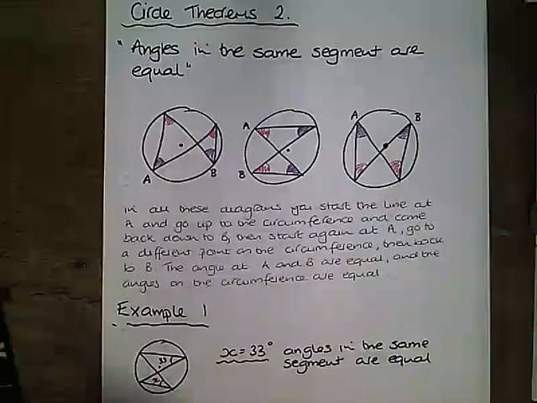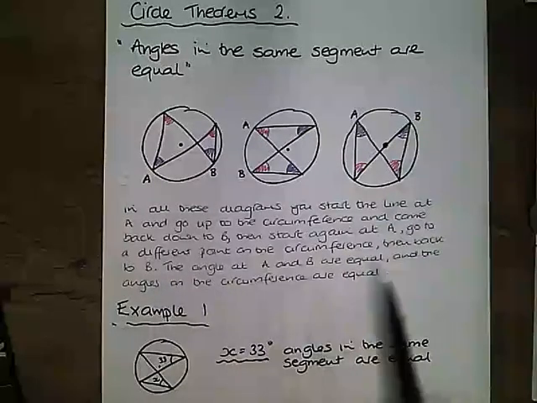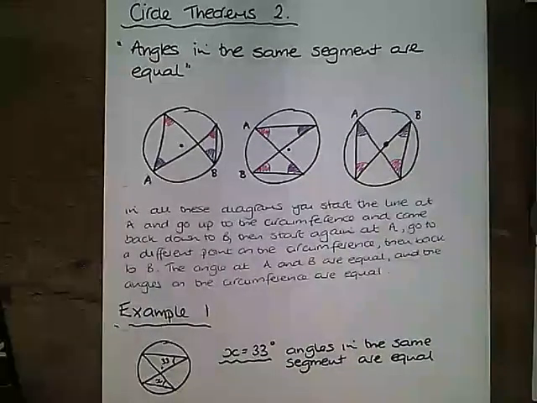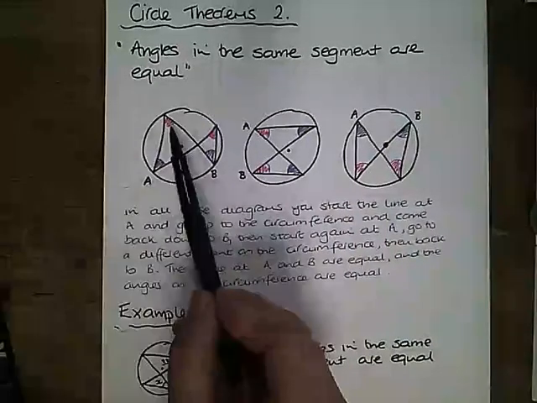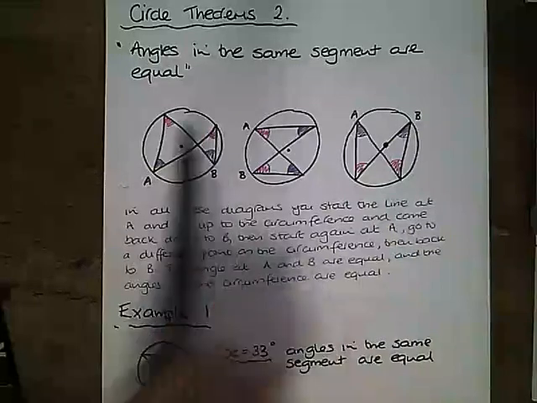Okay, so this little bit of light writing here says in all these diagrams you start the line at A, go up to the circumference and come back down to B. Then start again at A, go to a different point on the circumference, then back to B. The angles that you formed on the circumference here and here are equal to one another.